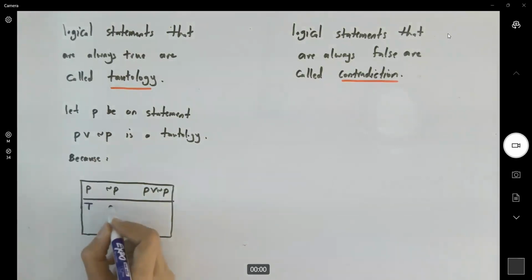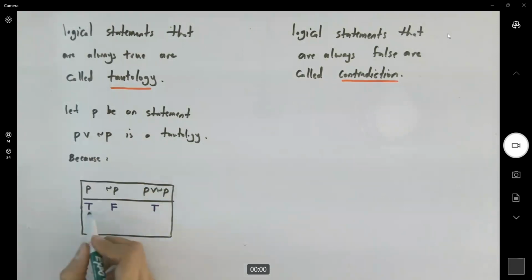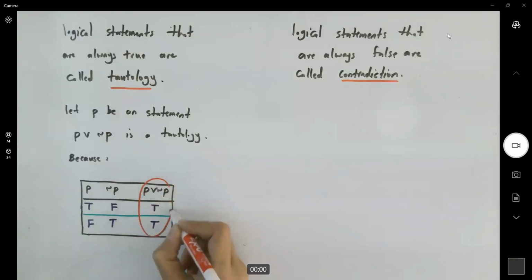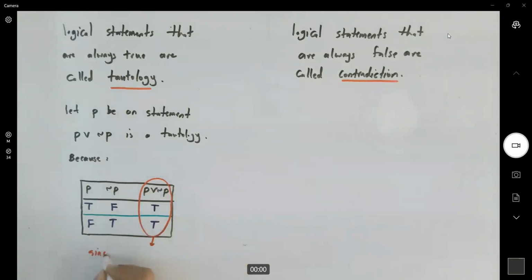P is true, not P is false. True or false is true. This is the first row. P is false, not P is true. False or true is true. So as you can see, the values for P or not P are true. So since all values are true, we have a tautology.